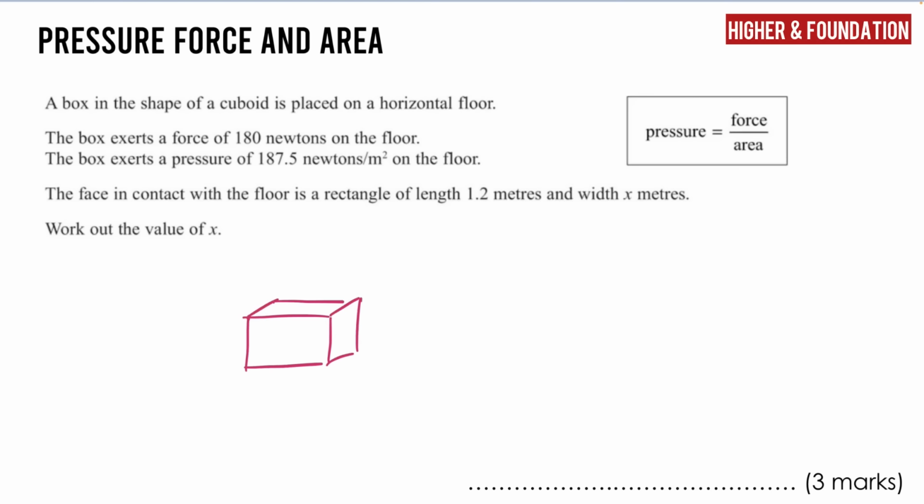It says the box exerts a force of 180. Now, if you're going to write it into the formula, that means on the top here we've got the 180, and there's a pressure of 187.5. The face in contact with the floor is a rectangle, and it has a length 1.2 and a width of x. So here, as we mentioned, there is a missing area.